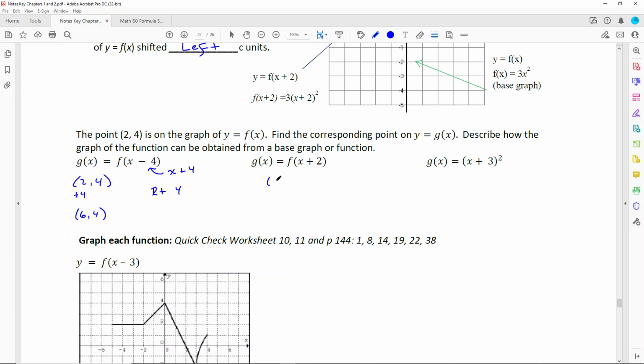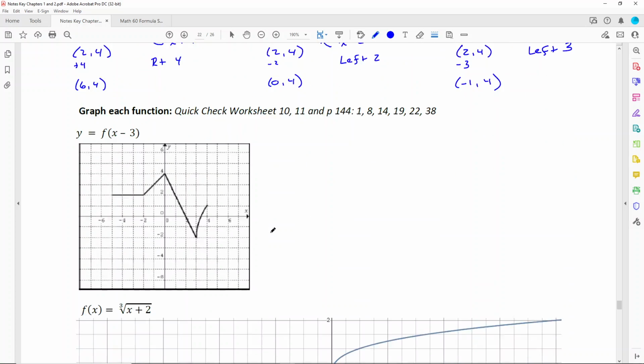Same idea here. If I have a point 2,4 on my base function, this is going to tell me to subtract 2. Okay, it's going to move my graph left 2. In other words, 2 minus 2 is 0, 4 would be my new point. All right, pause the video, try this last one. So I have the point 2,4. This is going to get me to subtract 3 from my x values. It's moving my graph left 3. So if I subtract 3, my new point would be at negative 1, 4.